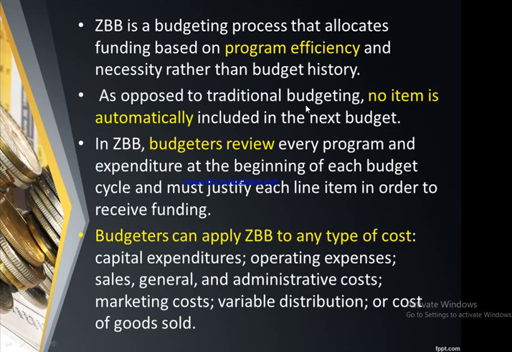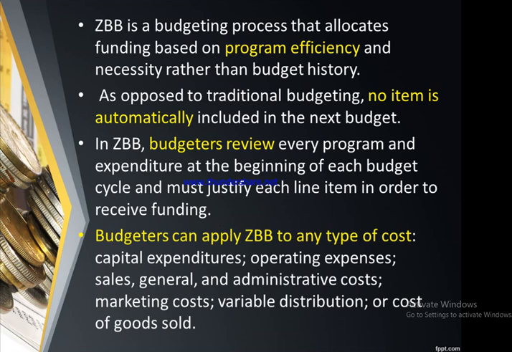So under the traditional budgeting, most of the items which are already there in the previous budget used to find a place in the upcoming budget. But now this practice is going to be completely ruled out. In zero based budgeting, the budgeters review every program and expenditure at the beginning of each budget cycle, and they must justify each line item in order to receive the funding.